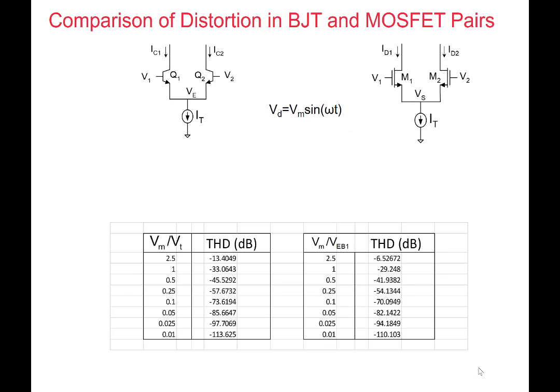If we compare the THD of the MOS and the bipolar structures, we see that both can be very linear, but the MOS structure strongly depends upon VEB. If you make VEB very large relative to Vm, then the THD is not very good.